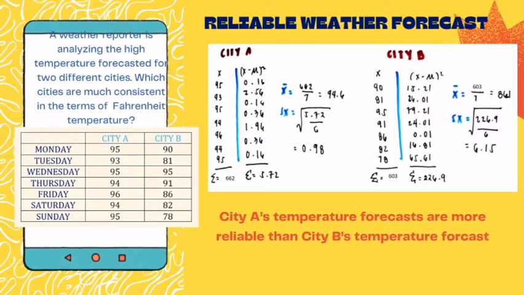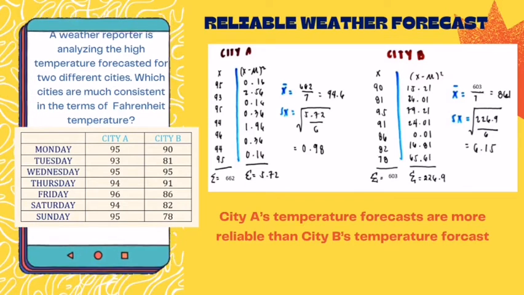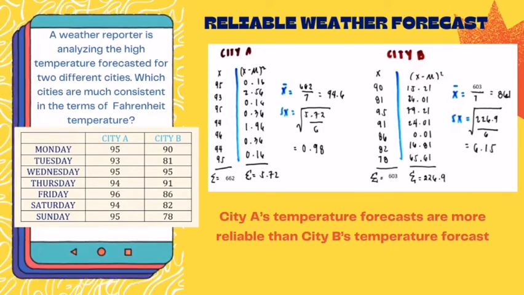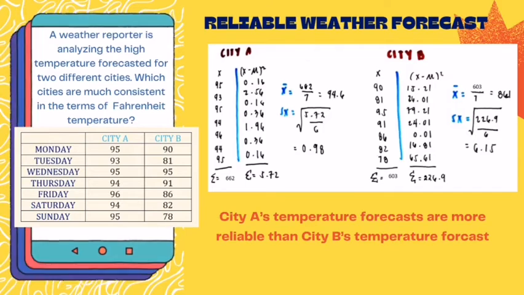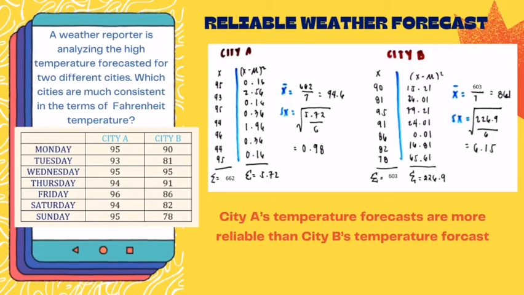Now, let's take a look at city B, which has a summation of 603 and n of 7. Let's find the mean. 603 divided by 7 is equal to 86.1. Subtracting this number from all the x values and squaring it, we get the summation of 226.9. The square root of 226.9 over 6 is equal to 6.15, and that will be our standard deviation for city B. If we analyze the standard deviations of city A and city B, which are 0.98 and 6.15 respectively, we can say that the city A forecasts are more reliable than the city B temperature.